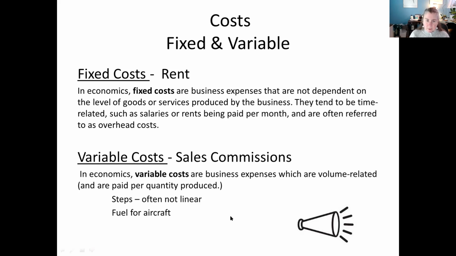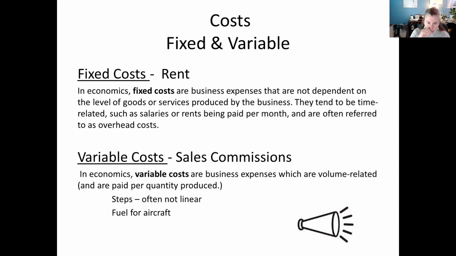Now, if your business, for example, were making batteries and you had to charge those batteries, you would probably have an increased utility bill if you were making more batteries and charging more batteries each month. Then that would go into your variable costs, because your variable costs are dependent on how many units you make. So sales commissions. Again, electricity. In aviation, fuel for aircraft can be another one. So they are paid per quantity produced.